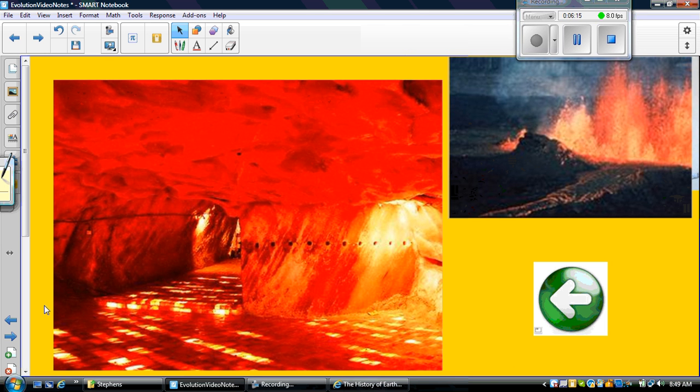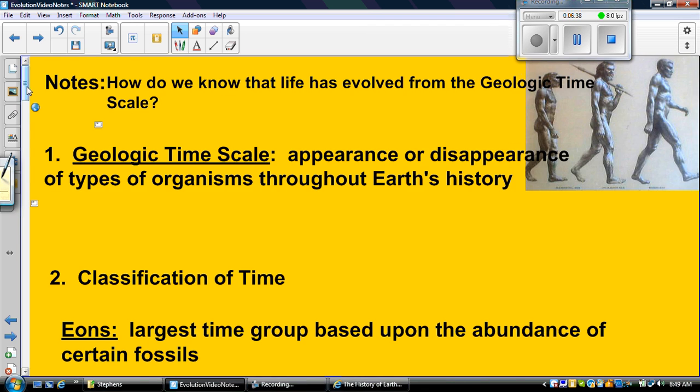To give you an idea of what the Precambrian time looked like, the surface of Earth had a lot of volcanic activity, and there was a lot of magma and lava cooling and hardening, so it wasn't a very pleasant place to live. And that's why we have not found a whole lot of existence of life during that time.